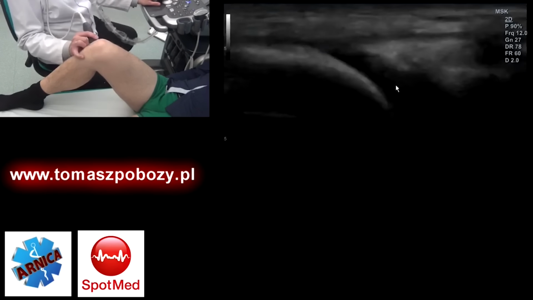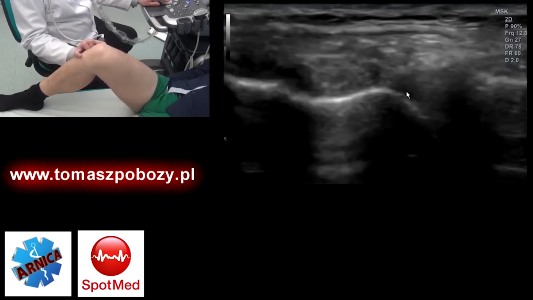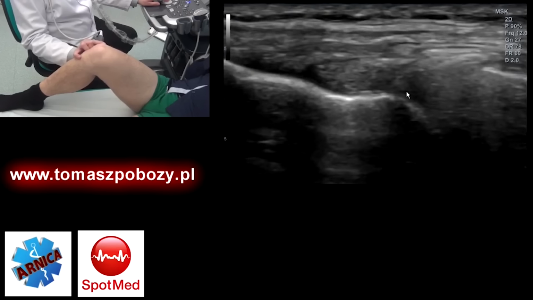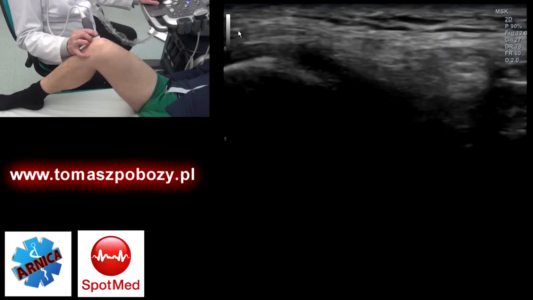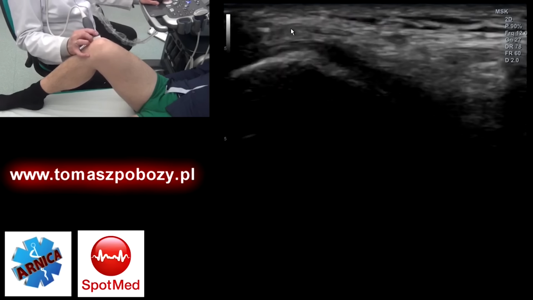By moving the probe anteriorly and posteriorly, we can evaluate the meniscus. Note that at the junction of the middle and posterior thirds of the lateral meniscus, the popliteus tendon passes through its capsular portion. This area is known as the popliteal hiatus. The popliteus tendon attaches to the femur near the attachment of the lateral collateral ligament. By slightly rotating the probe, we can visualize the popliteus tendon in longitudinal view.